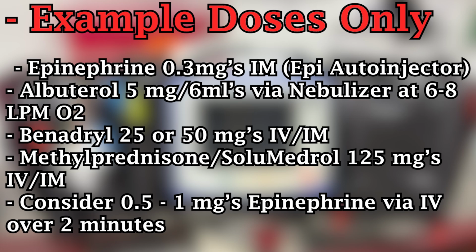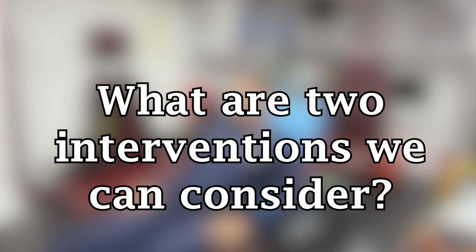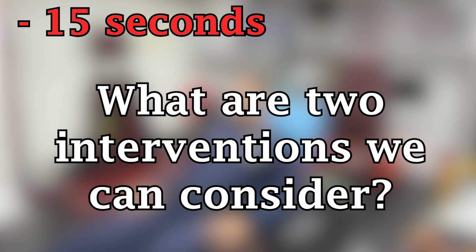And you can also potentially consider administering 0.5 milligrams to 1 milligram of epinephrine via an IV over 2 minutes for severe life-threatening anaphylaxis. Of course, always look at your protocols and your SOGs. So, besides medications, what are two interventions we may also want to consider after administration of the epinephrine?